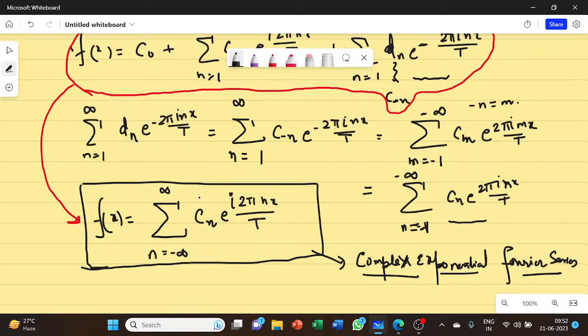I would urge that if somebody has a doubt, kindly write in the comment box so that I can know if there is some doubt. So I'll wait for people to write some doubts if they have any. This is called your complex exponential Fourier series.